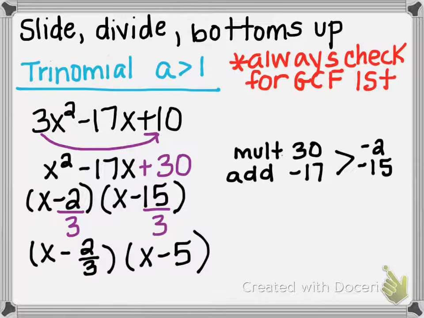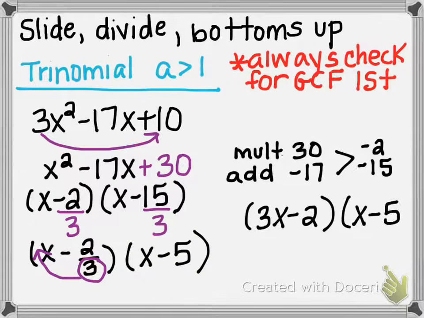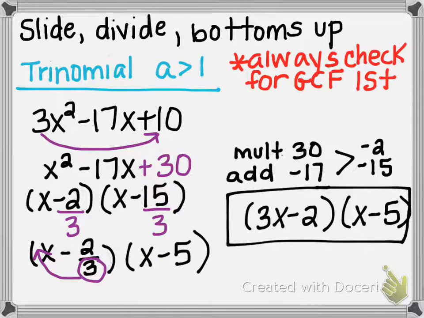And then finally, the last part is to bottoms up. Bottoms up means anything in the denominator, bring it back up in front of the variable. So my final simplified form and factored form is going to be 3x minus 2, x minus 5. And if you go back to the example in that presentation, I think it's actually a PDF, but it was initially a PowerPoint. That's the exact same example that was in there.